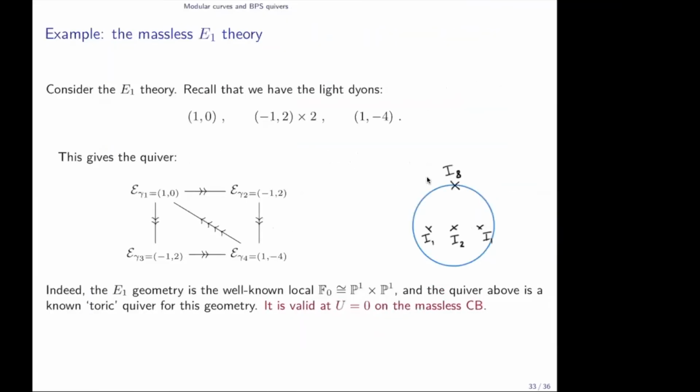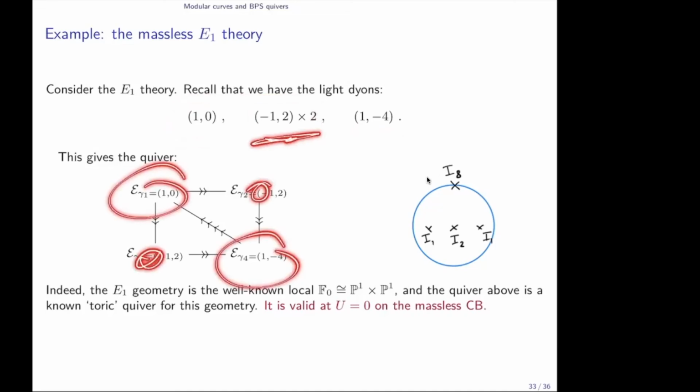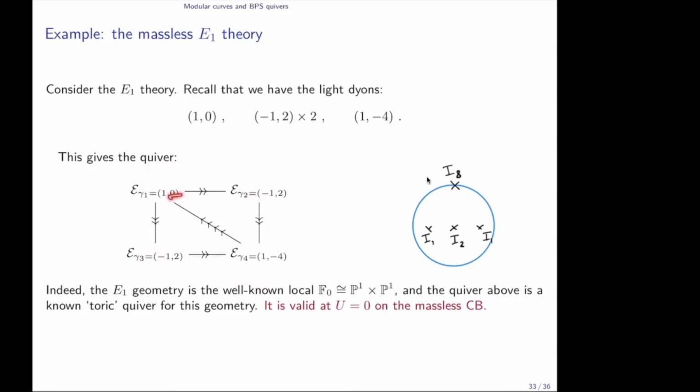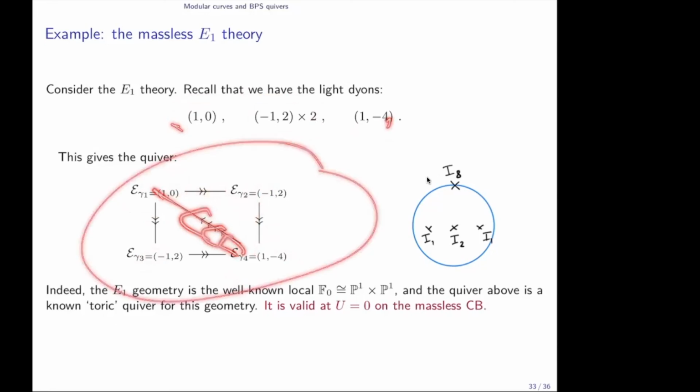So in my E1 example, I'm running out of time, so let me be right on time. In this E1 example, we just said that there were 3 types of dyons that become massless: (1, 0), (-1, 2), and (1, -4). There are 2 (-1, 2) dyons. So I'm just writing 4 nodes of the quiver then: (1, 0), (1, -4), and my 2 dyons here, (-1, 2), and computing the Dirac pairing. 2 between this and this. There are 4 in this direction. So that's this quiver. Right.